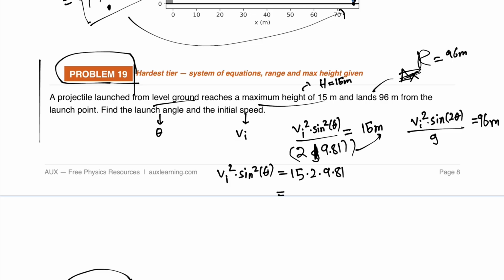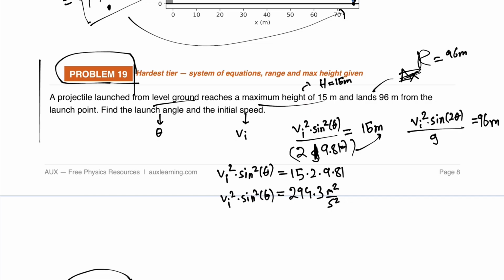And the units are going to be in meters squared per second squared, because first of all, this is meter per second squared, because that's acceleration due to gravity. And over here, velocity I squared is meter squared per second squared. So 15 times 2 times 9.81 is 294.3. And this is going to be in meters squared per second squared. That's equal to velocity initial squared times sine squared theta.